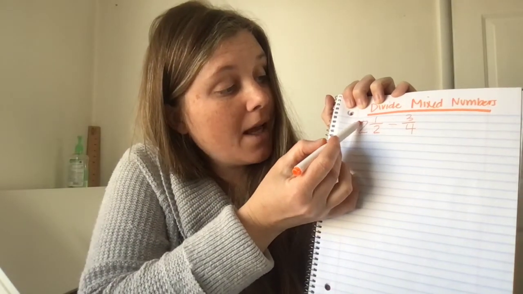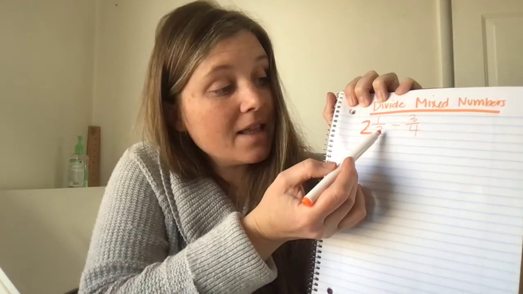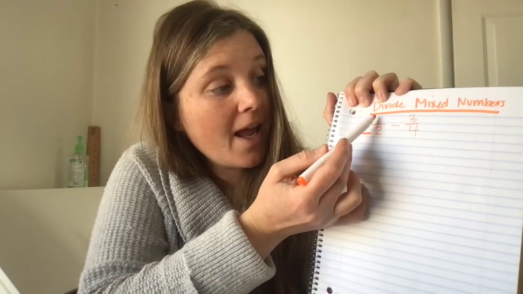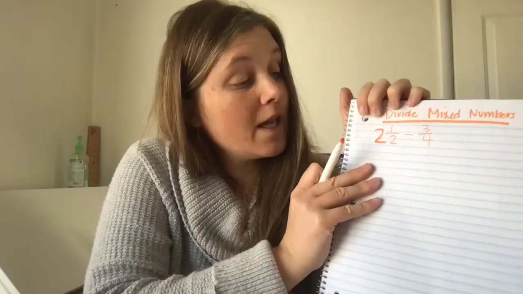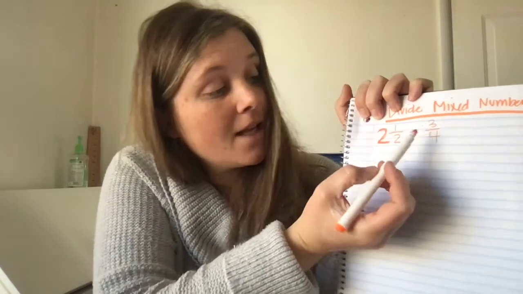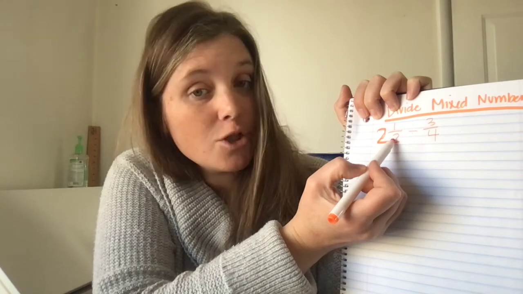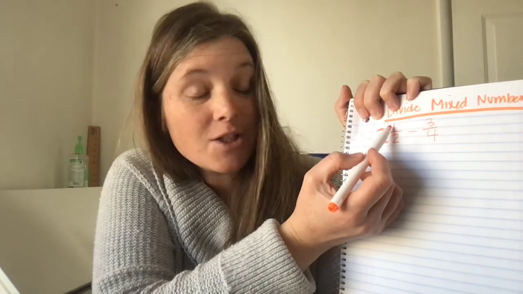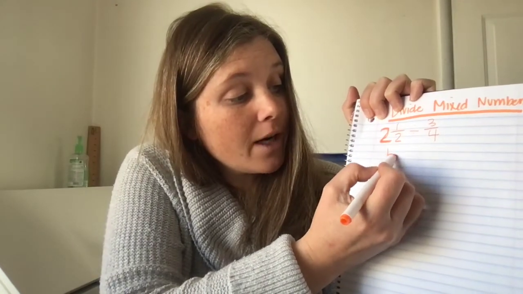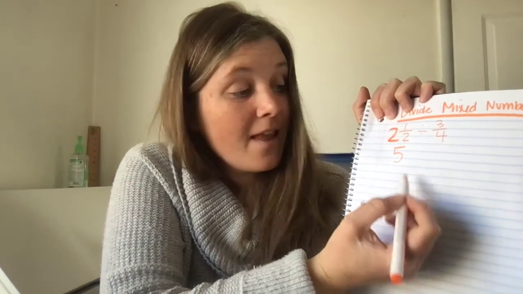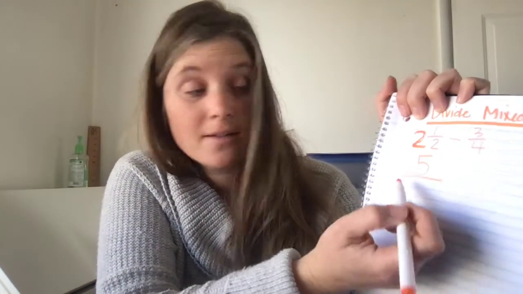You multiply the whole number by the denominator, and then you add the numerator. Okay, so we multiply the whole number by the denominator. So 2 times 2 is 4, plus the numerator 1 equals 5. That's our new numerator. Then our denominator stays the same as what it is, 5/2.